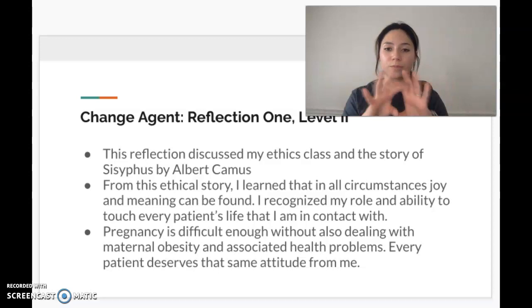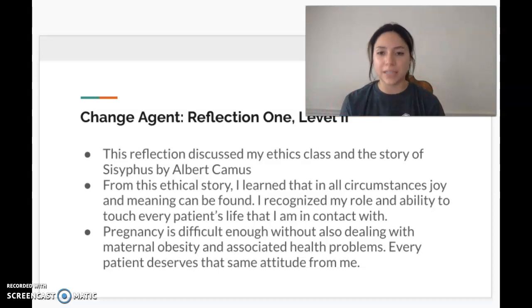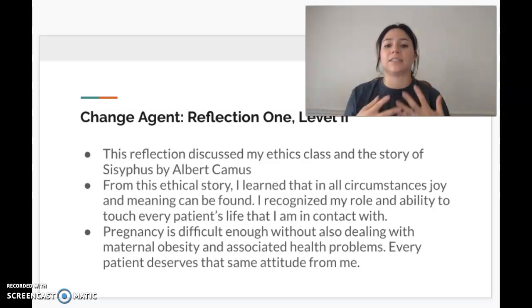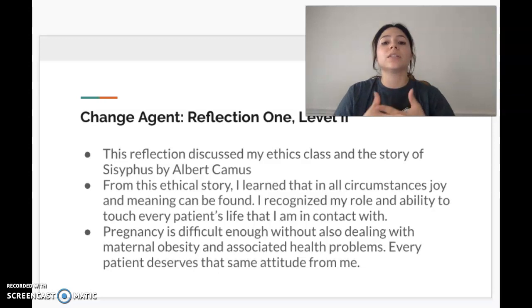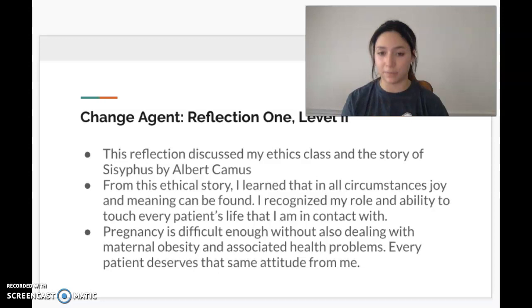And the whole meaning of the story is that Sisyphus still found meaning and joy in his life because he was able to continue to live, because that was his punishment for something bad that he had done. From this story, I just really reflected that everyone's lives and everyone's circumstances, no matter how hard they are, have meaning and they can have joy. My role as someone that gets to touch so many lives in one day as a healthcare provider is that I have the ability to create some joy in someone's life.